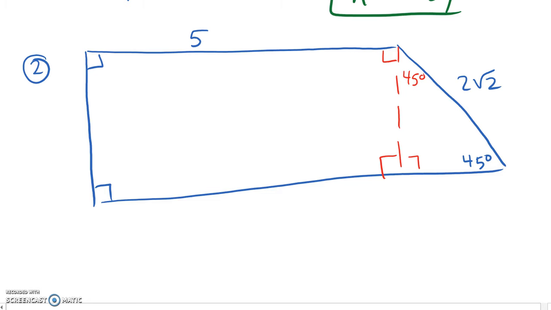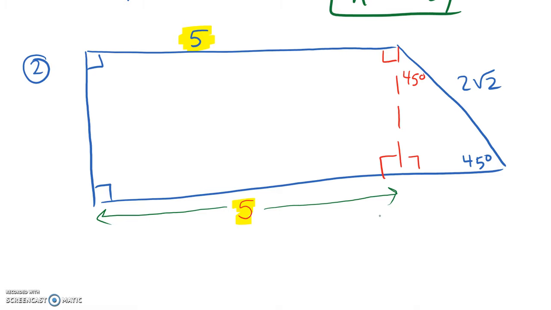And what I can see is that if the top of a rectangle is 5, the bottom of the rectangle must also be 5. That should make sense, but I do need to be careful because the 5 is not the entire bottom of the trapezoid. The 5 is just this section at the bottom. So the top is 5, the bottom's 5. I know that. There's no other little things I know.